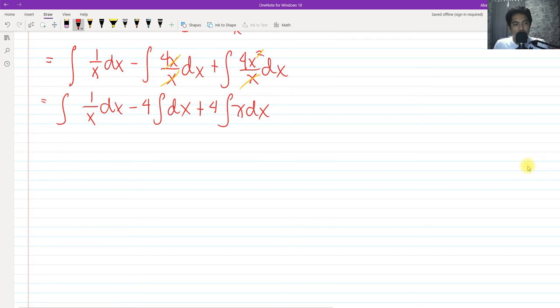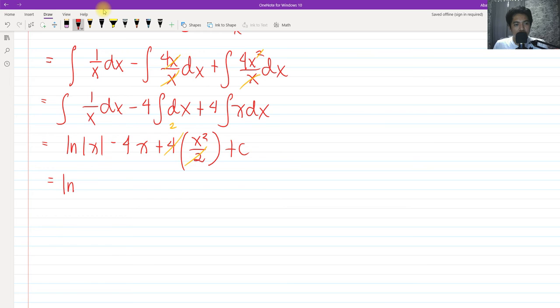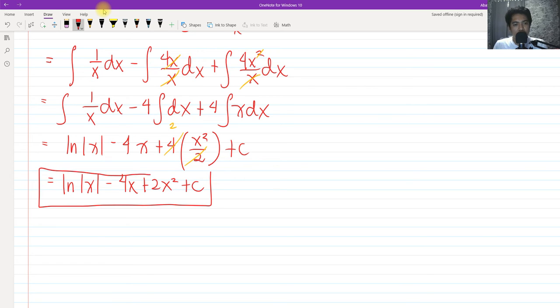So we have 1 all over x dx, that is simply dx all over x, which is ln of the absolute value of x, minus 4 times the integral of dx, which is simply x, plus 4 times the integral of x, which is x squared all over 2, then we have plus c. So this becomes 2 also. Our final answer would be ln of the absolute value of x minus 4x plus 2x squared, then plus c. So this would be our final answer for this given problem. Okay, that is our final answer for problem 42, if I'm not mistaken.